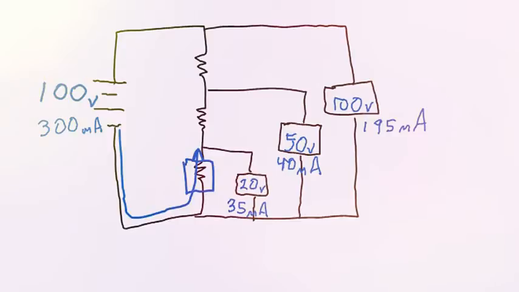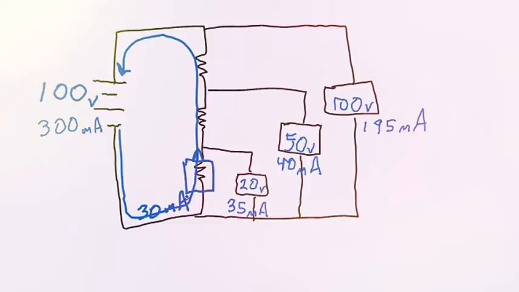I sub B, which is the bleeder current, is usually 10% of total current. So in this case, we are approximately 30 milliamps. That is what we have for our bleeder current. So that blue energy flow that we have here is 30 milliamps. That is our bleeder current.